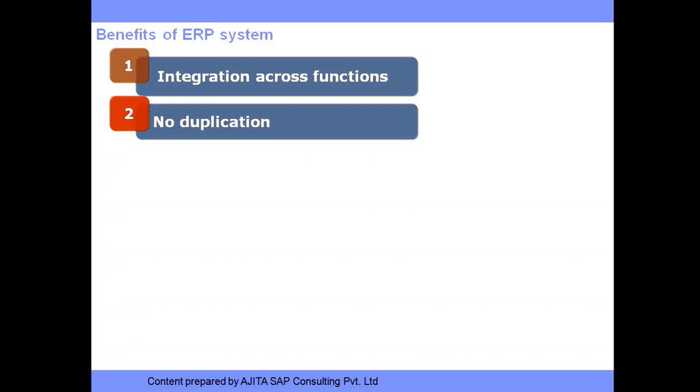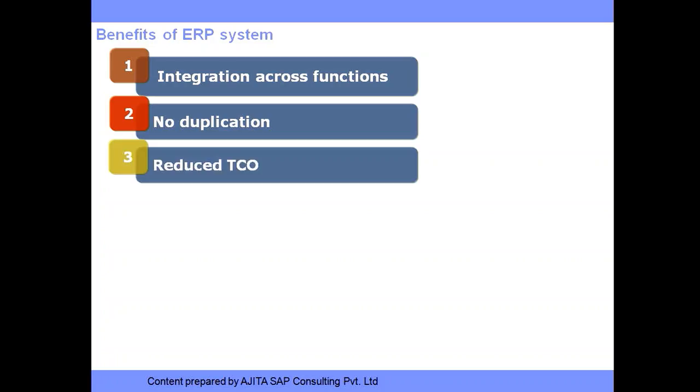Second is no duplication. This also we discussed: if there are different applications or softwares for different functions, then you really need to duplicate your job so many times. People need to give answers, they need to provide data for the same work, which is possible for all the departments to see if they're integrated well. Otherwise, every time you have to go to the departments, get the information, collect the data, interpret the data, and all those things.